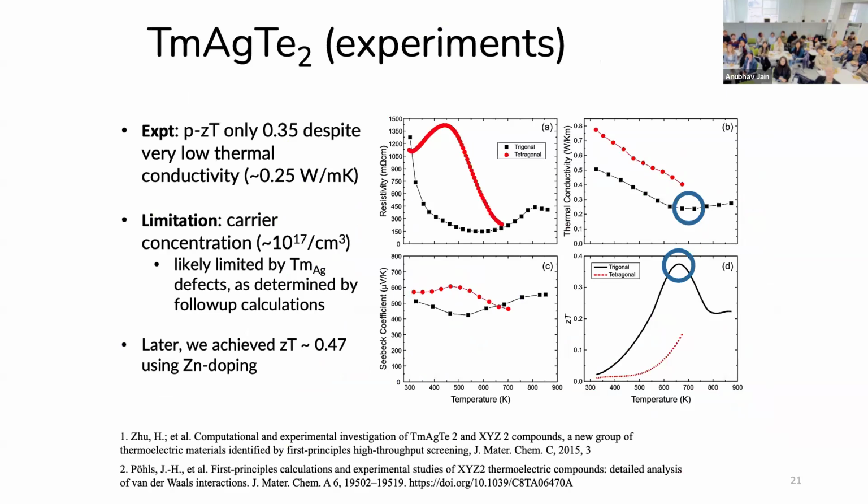The ZT that we thought could get to maybe 2 or 3, which would have been a great thermoelectric, the ZT that we got was only about 0.35. And the thermal conductivity was low like we expected, but we couldn't get the carrier concentration that we wanted. We got only about 10 to the 17th, so we didn't hit the peak in the ZT. We later found better ways to dope it, and so we got a peak ZT of 0.47. But again, we never really got to what we needed in terms of the doping in order to get this to be a really high ZT material.